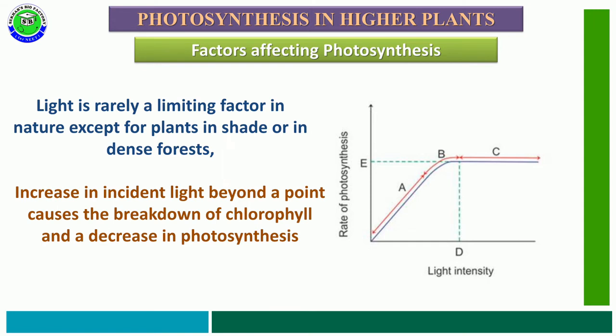Increasing incident light beyond a point causes breakdown of chlorophyll molecules and a decrease in photosynthesis rate, because whenever light energy is taken by chlorophyll pigments, after receiving more light intensity, even the chlorophyll molecule will break down. It is a process called photooxidation, and whenever photooxidation takes place, due to the decreasing amount of chlorophyll pigment, the rate of photosynthesis also decreases. This is the effect of light intensity on photosynthesis.